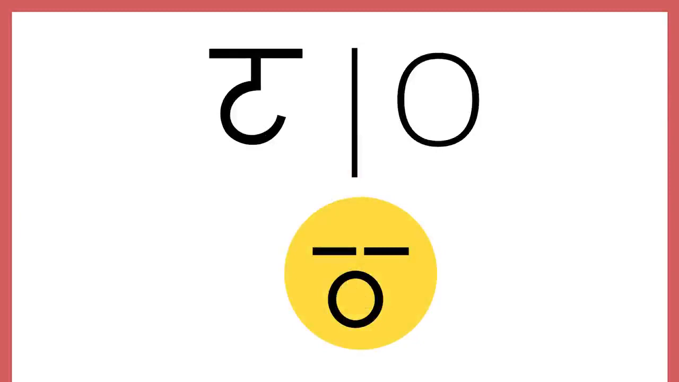Now, O is a sound that doesn't exist in English. Think of someone yawning and not being able to form their vowels properly.